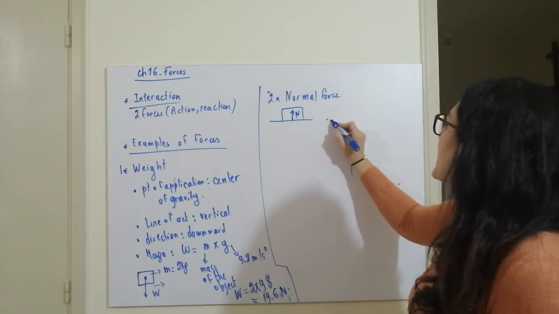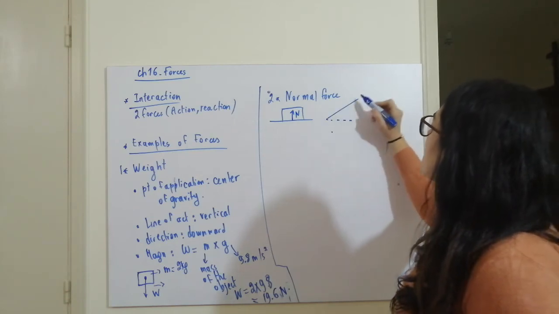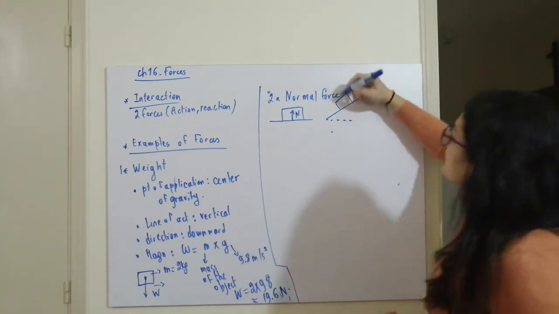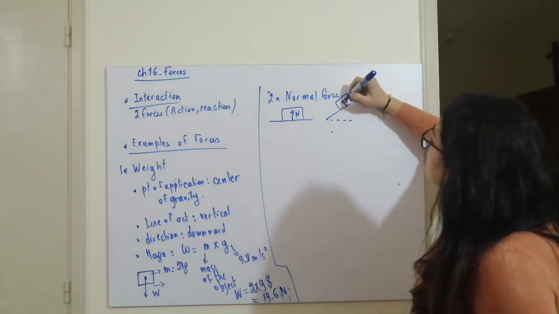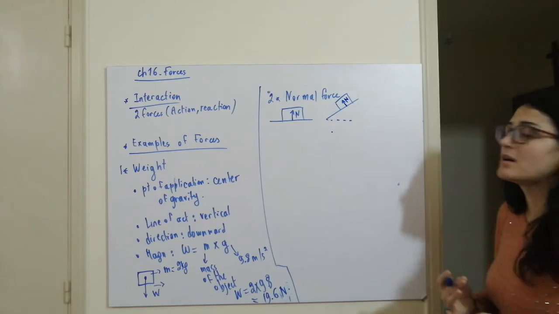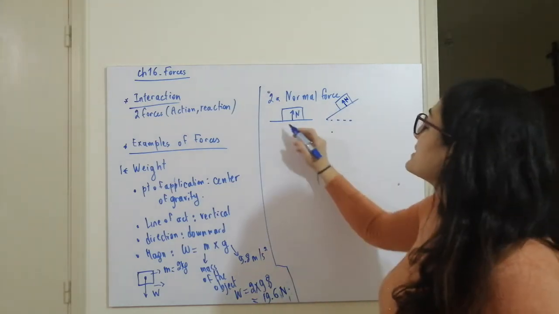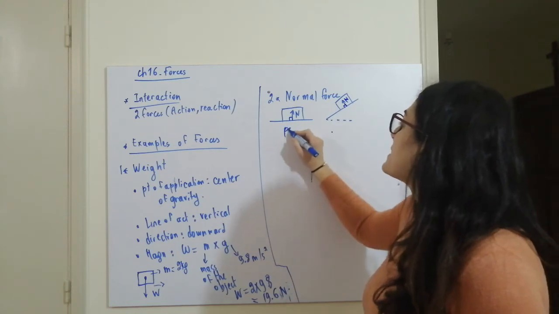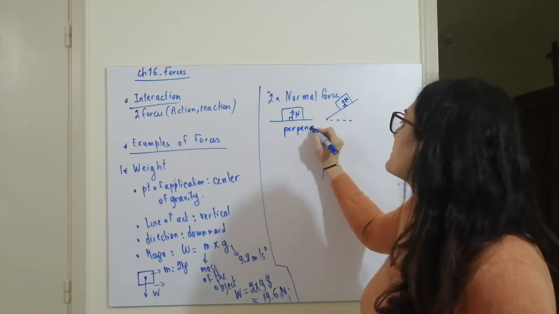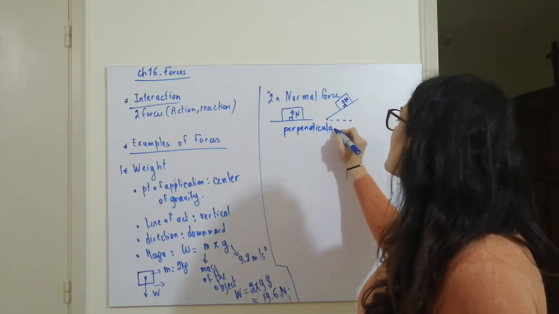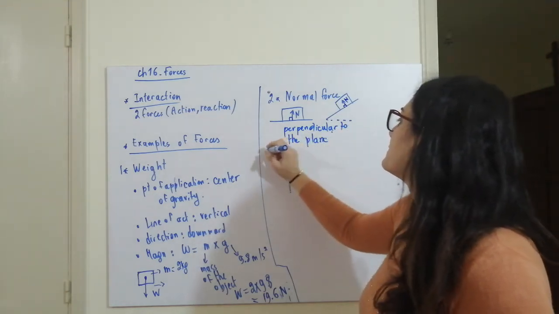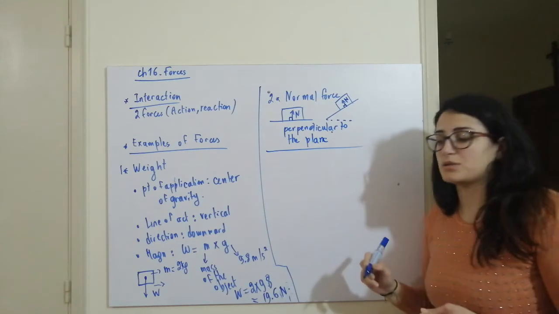Now, if the plane is not horizontal, and the box is inclined, the important thing is that the normal force is always perpendicular to the plane. This is what I know for sure: it's perpendicular to the plane.